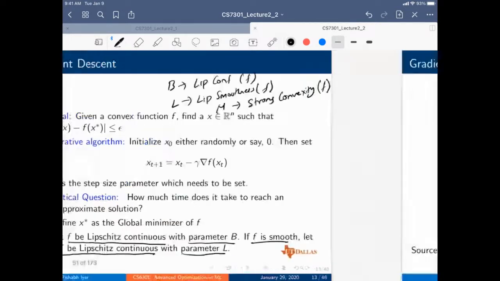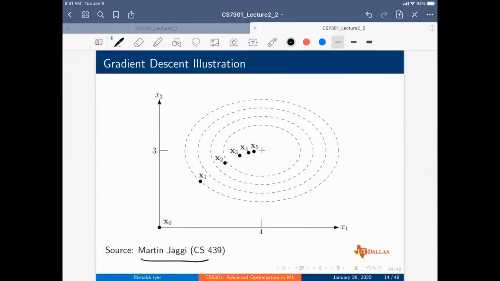Okay. So again, I'll be using a lot of this course content from Martin Jaggi. This is an illustration of gradient descent. I start over here with x1, and I go to x2, I go to x3, I go to x4, and so on. And finally, after a few iterations, hopefully I converge to the global minima.